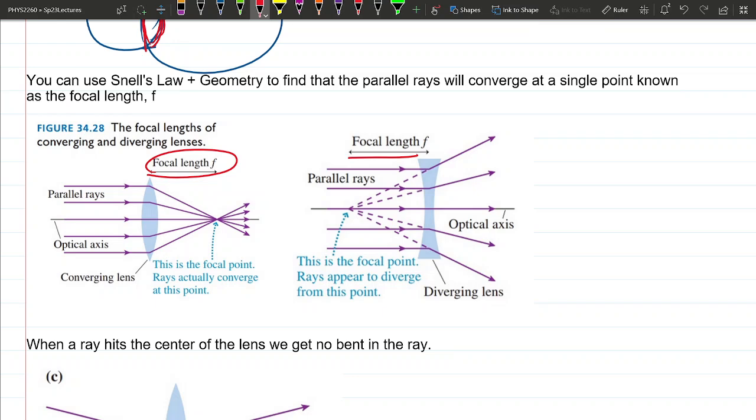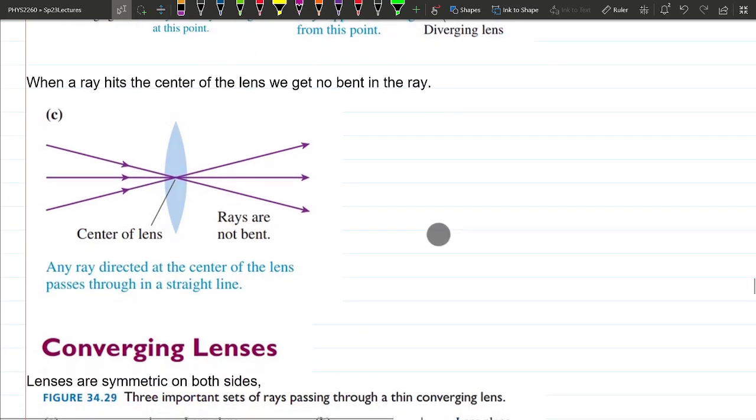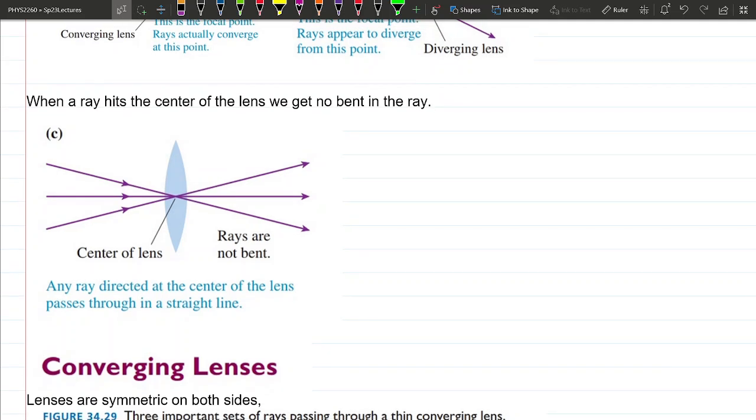The last rule before we wrap up today is that when a ray hits the center of the lens, it doesn't get bent. You can do some geometry to figure this out, but when it hits the exact center of the lens, the ray doesn't bend. The easy example is this horizontal one, which doesn't get bent. Even if it comes in at an angle like this, the ray does get refracted, but then it goes like this and goes out, so the ray doesn't get bent.